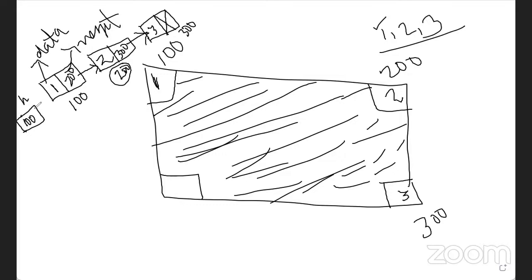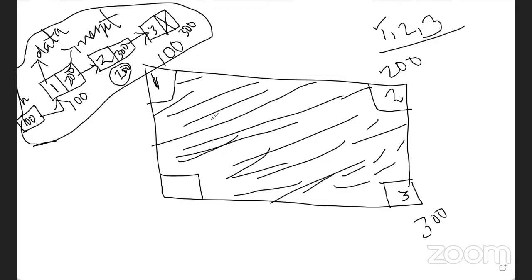So what does that mean? Head is pointing to this. So your linked list will look like this. Even though you don't have a continuous memory location, you manage to store these continuous values using a linked list. So that is the importance of linked list.